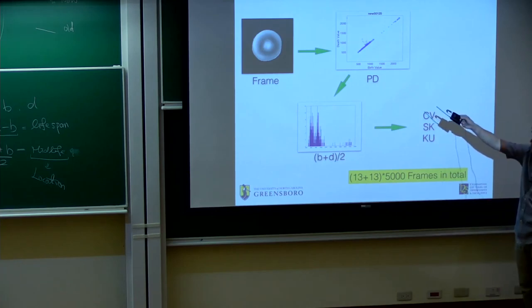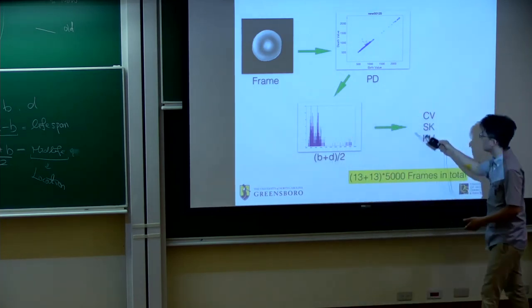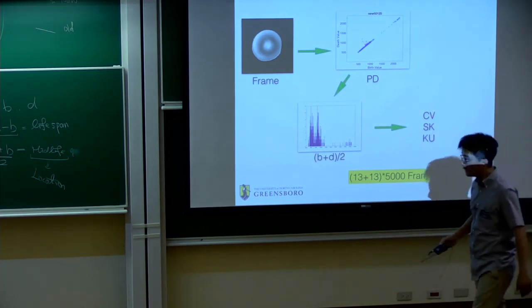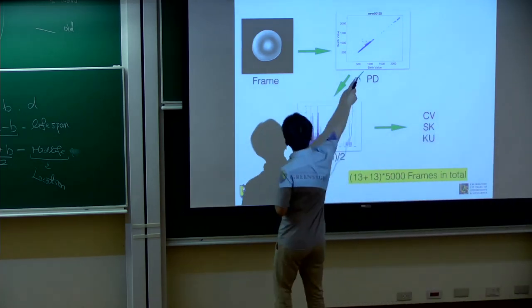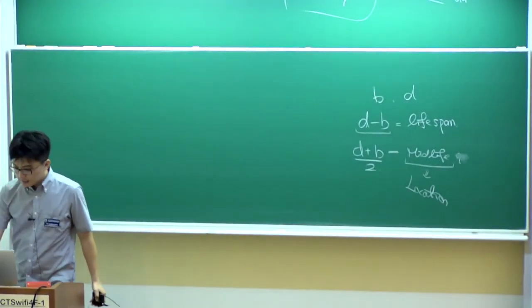So I have this image here, and it all comes down to these three numbers. And that has meaning in these images. And this is what we discover.